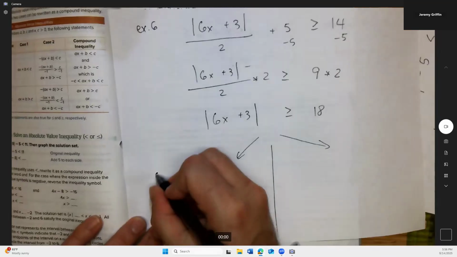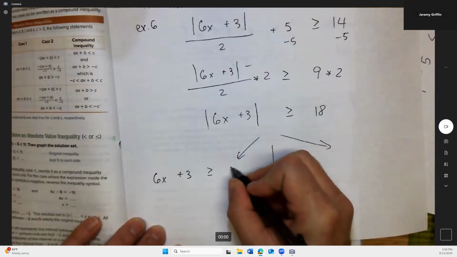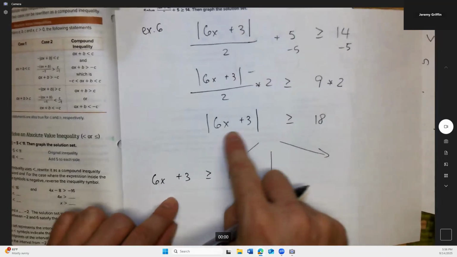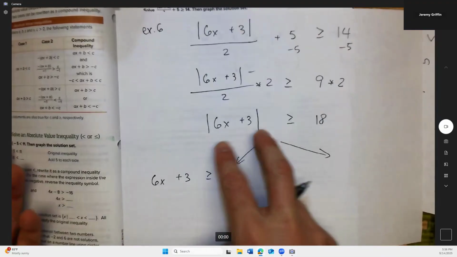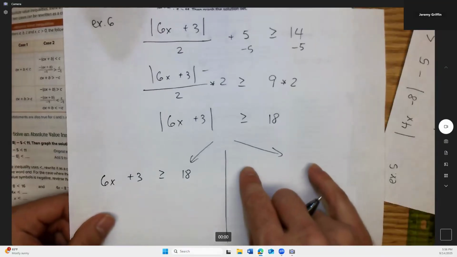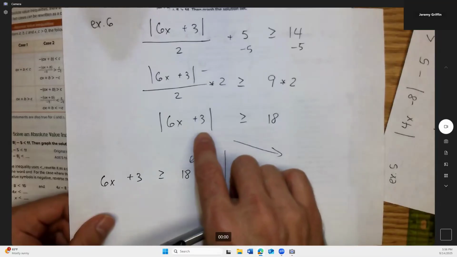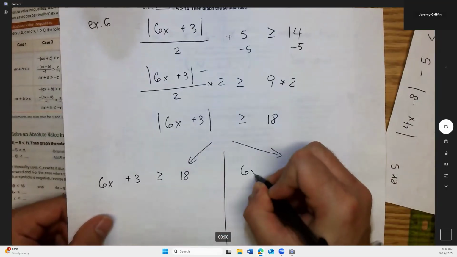So the 6x + 3 itself might be greater than or equal to 18. That could definitely work. Like if this all comes out to 22, the absolute value of 22 is still 22, which is greater than 18, so it works. Now here's the tricky one: what if all this stuff was the negative value? So what if I go 6x here?